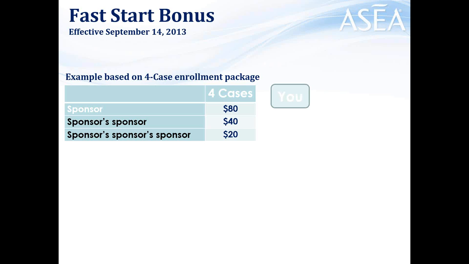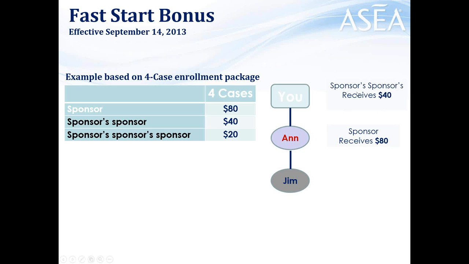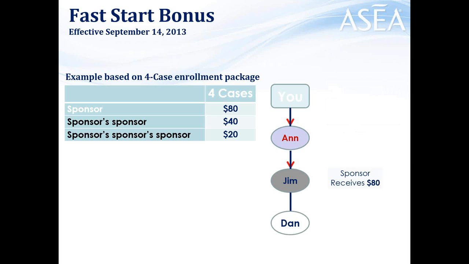But it's paid through multiple levels. So let's take a look. When you enrolled Ann with a four case package, that's the example here on screen, you are going to receive $80. If Ann enrolls Jim, then Ann would receive the $80. But watch this. You're going to receive $40. And this is why it's great. You want to go look for superstars that want to enroll a lot of people, because they're going to get override, but you're also getting override as well for helping out Ann. Now, Jim here enrolls Dan, so Jim gets $80, Ann gets $40, and you get $20.